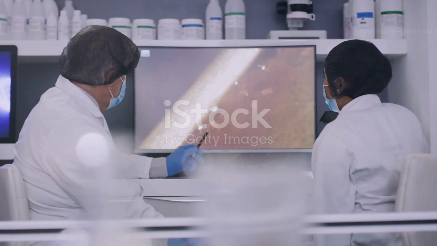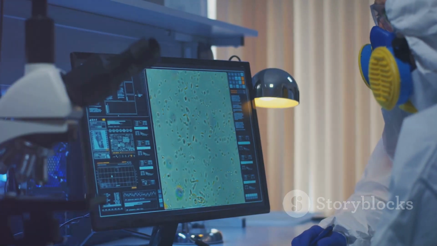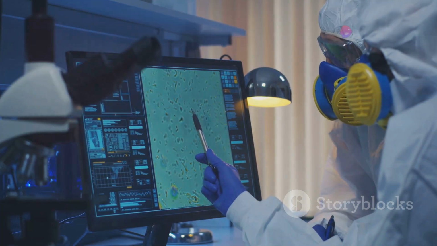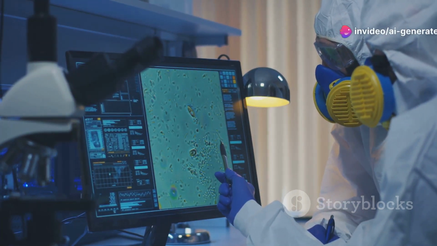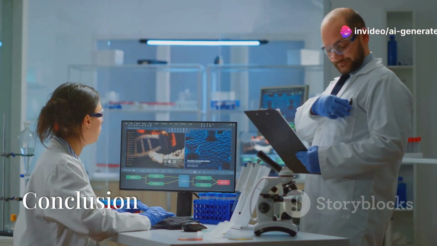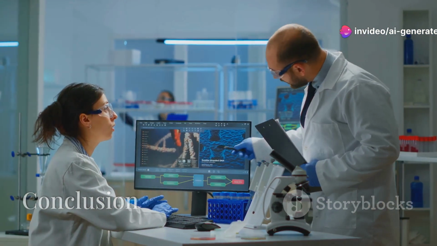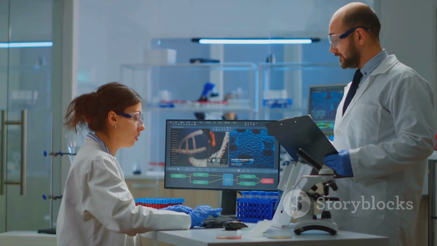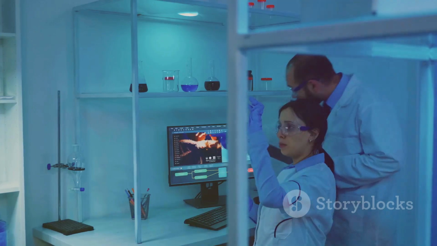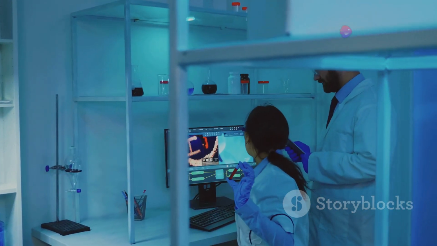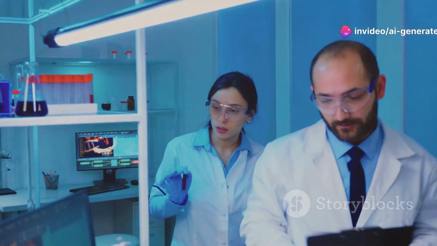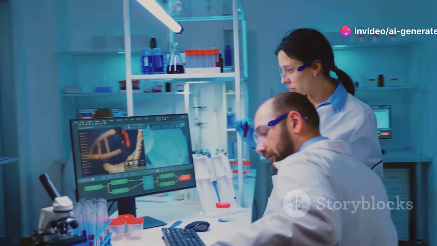The collected data is analyzed and interpreted. Scientists look for patterns, trends, and relationships between the variables. Based on the analysis of the data, scientists draw conclusions about whether their hypothesis is supported or refuted. They evaluate the evidence and determine if it is sufficient to accept or reject their prediction.